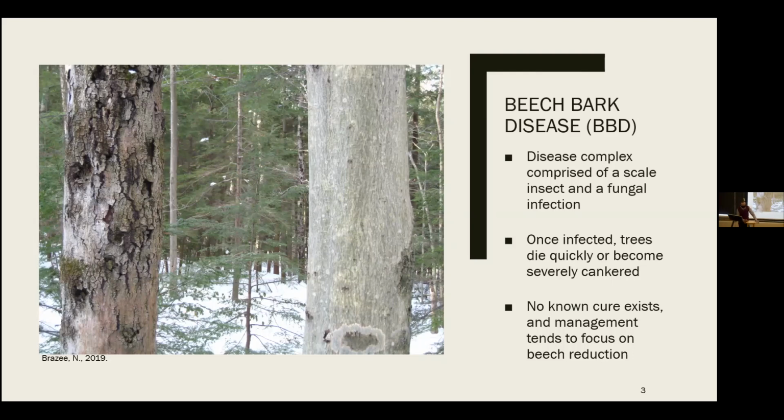If you look at the picture there, you see an infected tree on the left, which doesn't look too great. And on the right is actually a disease-resistant beech tree. Only about 1 to 5% of beech trees are actually resistant to beech bark disease, but the disease is found in about half of the natural range of beech. Unfortunately, there are no known cures for beech bark disease, and so forest managers tend to just try to reduce its proportion in the forest.